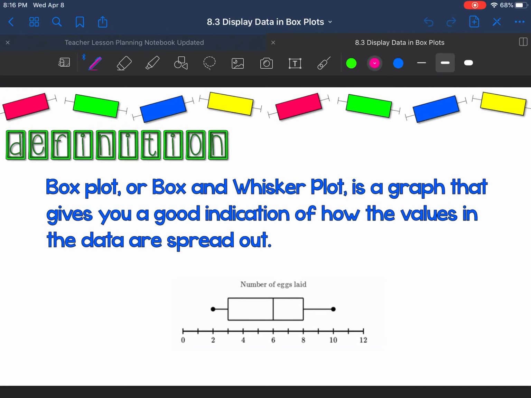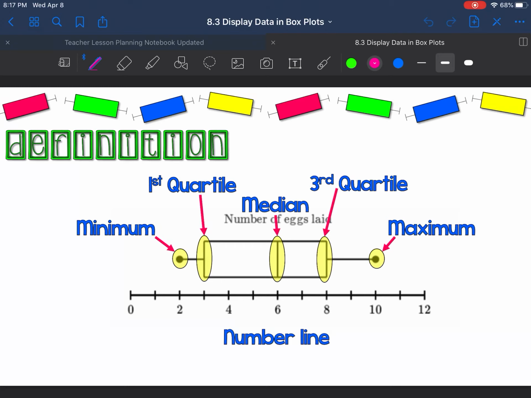A box plot, or as you may have heard it before, a box and whisker plot, is a graph that gives you a good indication of how the values in the data are spread out. You can see here we have an example of a box plot with the number of eggs laid. So now let's define a little bit. Let's look at all the elements that are on this graph.